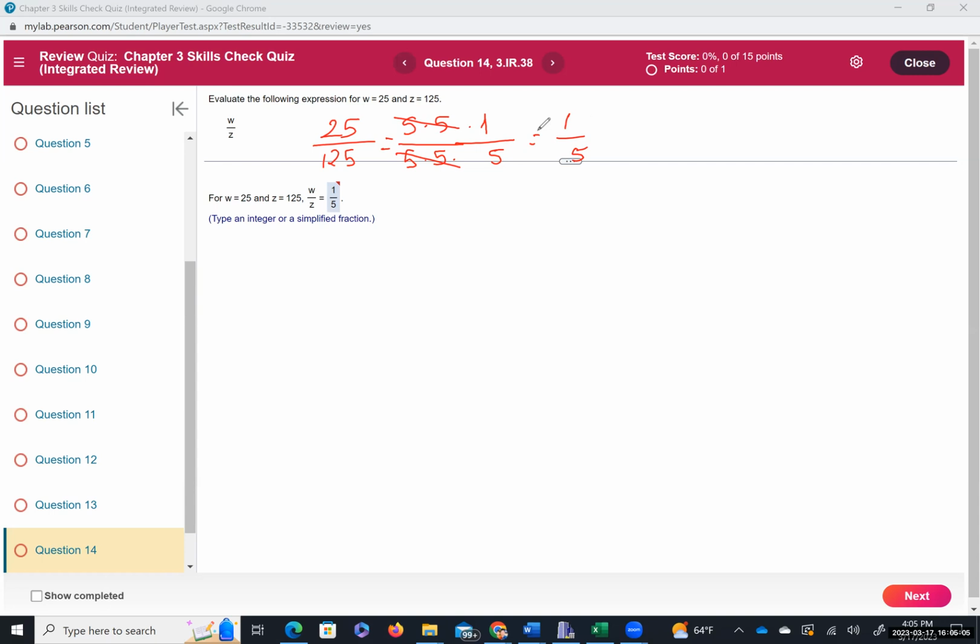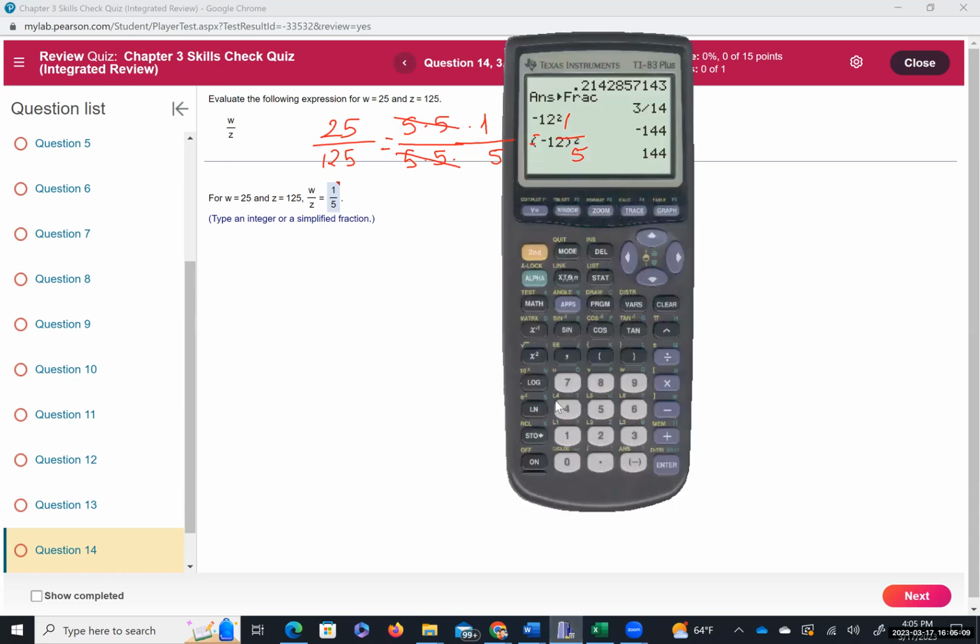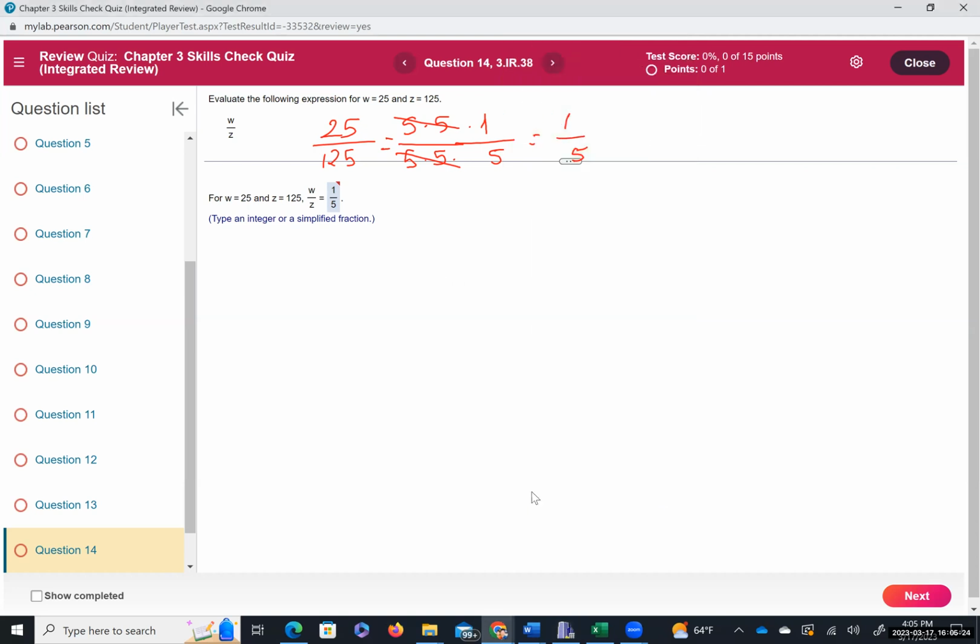as the answer. Again, use calculators. Say 25 divided by 125. It's going to be 0.2, and you can convert it. You get 1/5. That's going to be it.